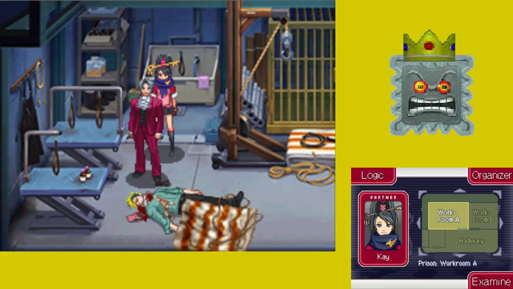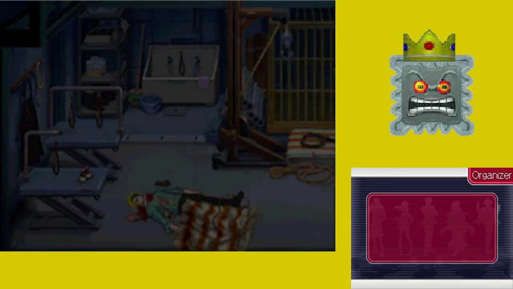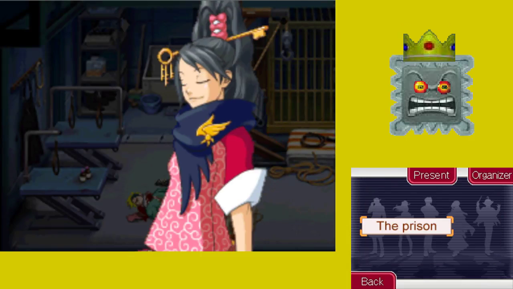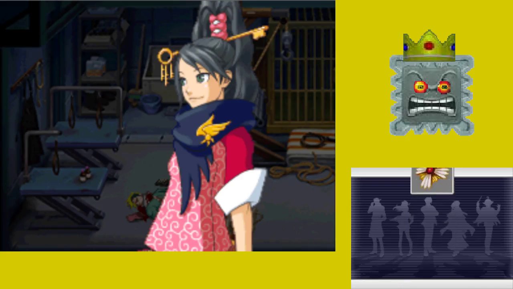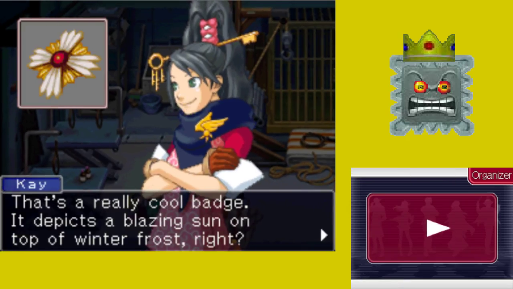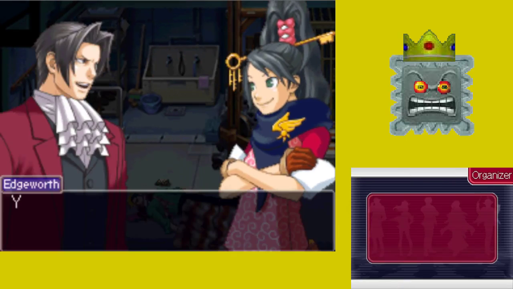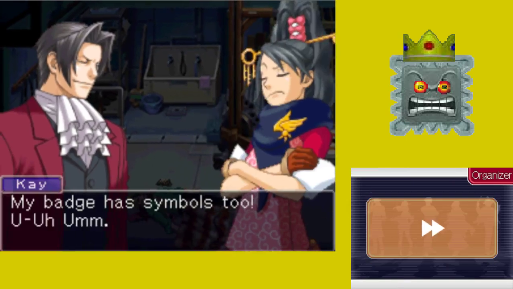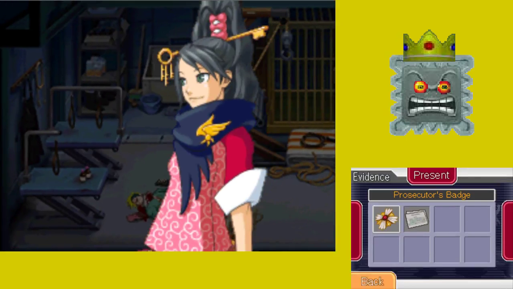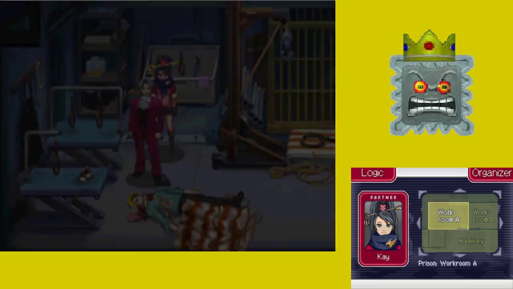Okay, anyways. One thing I forgot to do. Okay, I want to just see. Right, yeah, Kay doesn't have any changes. I just wondered if there were changes.